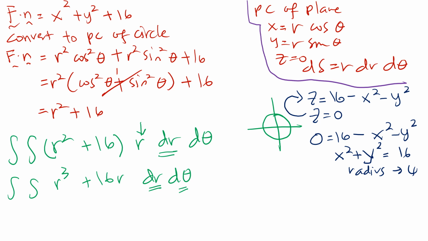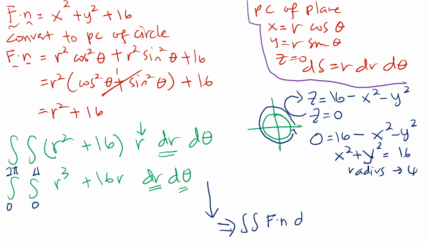So the radius will be 0 to 4. The angle, obviously, is a full circle, so no issue about this. It is 0 to 2π. So please integrate this. It is very easy to solve. Your final answer will be equal to 384π. So this is for the paraboloid. Thank you.